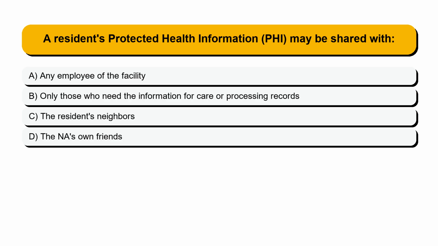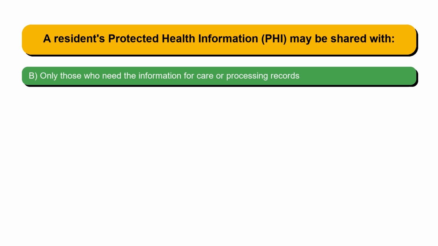Question 11. A resident's protected health information, PHI, may be shared with Option A. Any employee of the facility. Option B. Only those who need the information for care or processing records. Option C. The resident's neighbors. Option D. The NA's own friends. The correct answer is Option B. Only those who need the information for care or processing records.